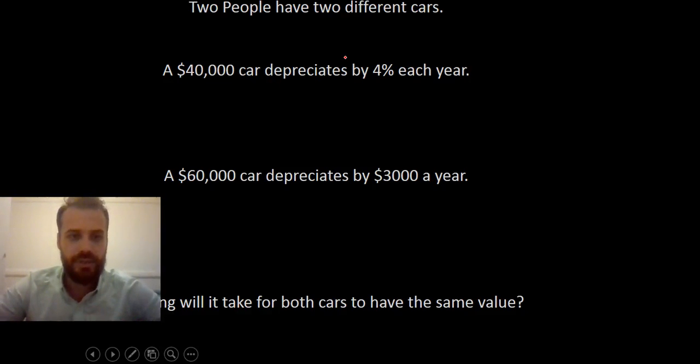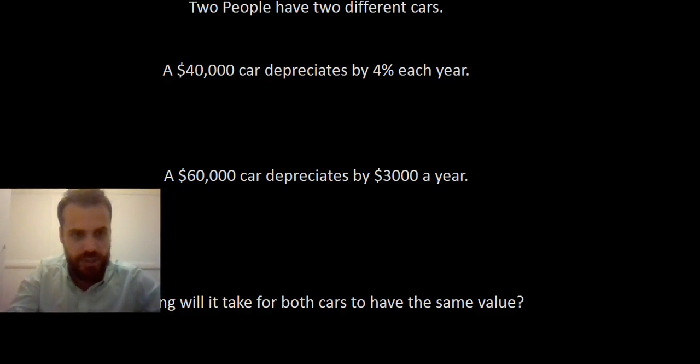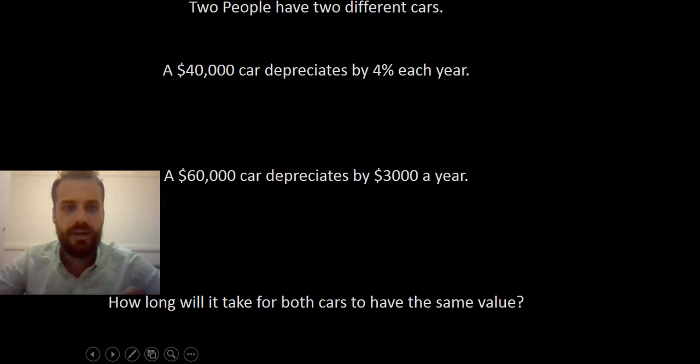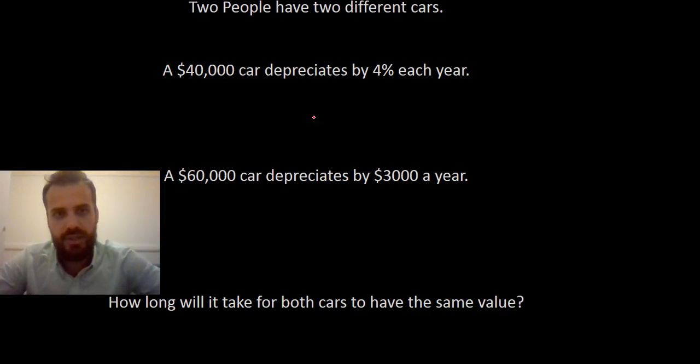Alright, so I just want to talk about this question here. It's a bit tough, but if you just go step by step, it all works out pretty well. Basically, we've got two different cars. One is depreciating using the diminishing value method. You can see it's decreasing by 4% each year.